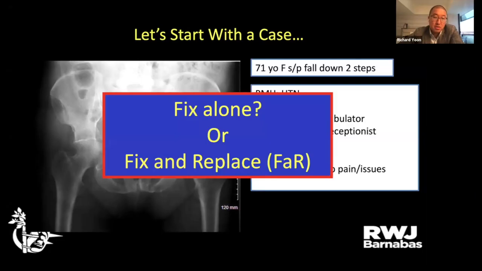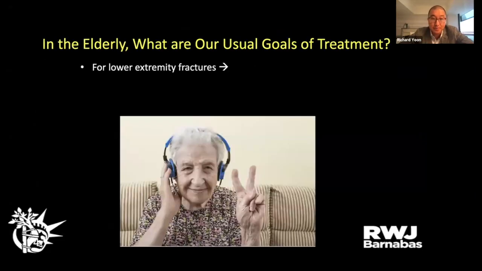And for this person, it's something you can always debate. You fix this alone, or fix and replace. And at least for the 3 faculty members here, we do both. And this is where I think it gets even a little bit more difficult to decide if you're going to take on the extra risk to put a joint in.